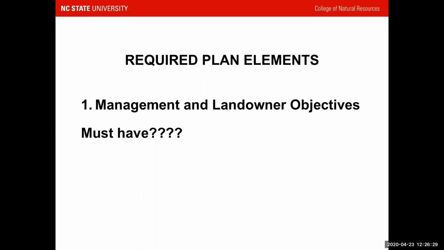And the first one of those, again, is your management and landowner objectives. For the present use tax program here in North Carolina, the biggest objective, or the number one objective, has to be commercial timber production. In order to qualify for the PUV program, commercial timber production has to be part of that plan.